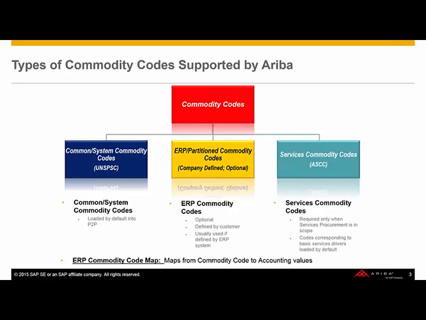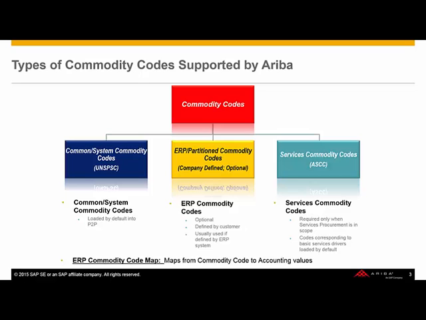As far as the types of commodity codes supported by Ariba, there are 3. As I mentioned earlier, the system does come prepackaged with the UN-SPSC commodity code structure. That stands for the United Nations Standard Products and Services Codes. They can be anywhere from 2 digits to 8 digits, and we'll visit that structure in detail a little bit later on.